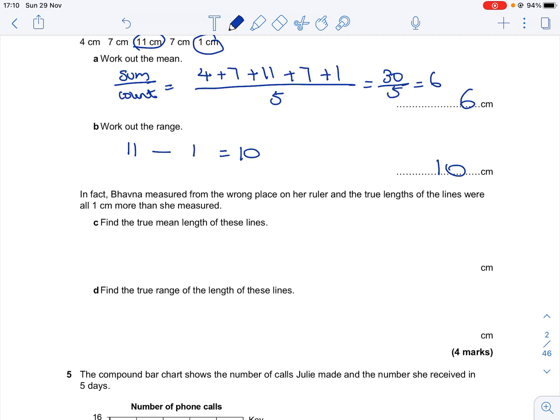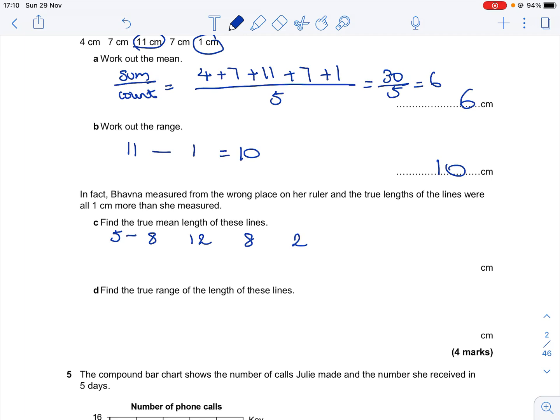And in fact, she measured from the wrong place on her ruler, and the lengths of the lines were all 1 centimeter more than she measured. Find the true mean length of them. So the true lengths were all 1 centimeter more than she measured. So we need to add 1 centimeter to each of the values. So our new values would be 5 centimeters, 8 centimeters, 12 centimeters, 8 centimeters, and 2 centimeters.